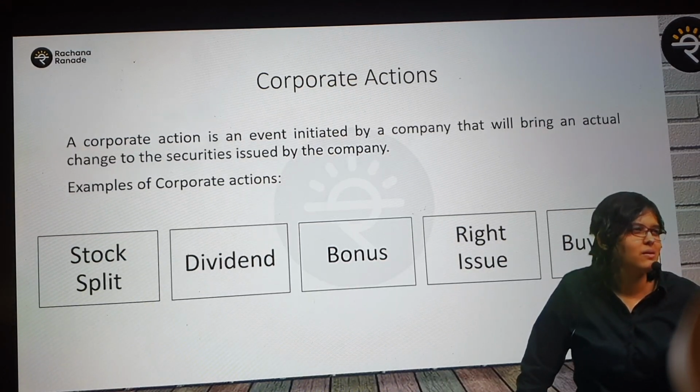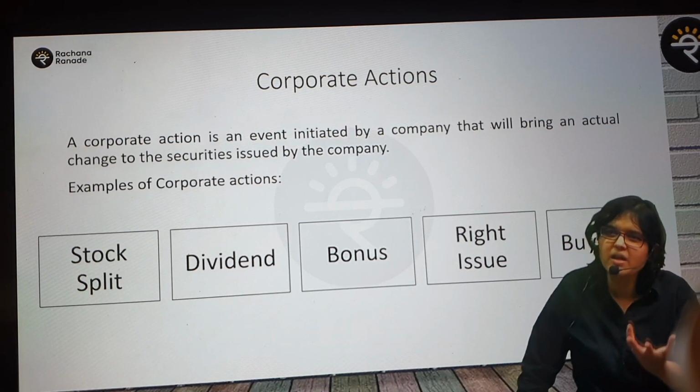Earlier it was such an amazing thing. Earlier dividend was tax-free, but at that time we did not have a lot of shares.